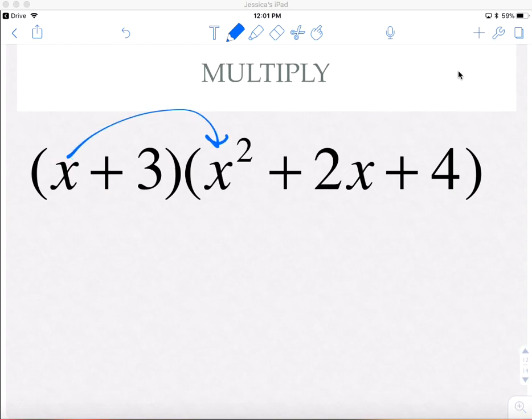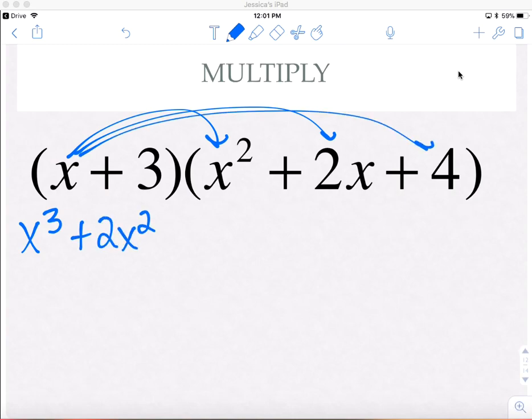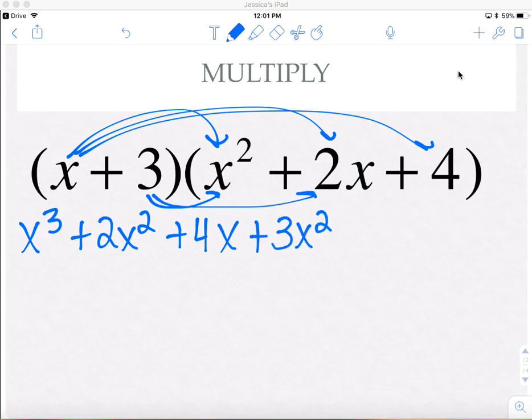X times x squared is x to the third. X times 2x is 2x squared. X times 4 is 4x. I distributed the x to all three. Now I'm going to do the same thing with the 3. 3 times x squared is 3x squared. 3 times 2x is 6x. And 3 times 4 is 12.